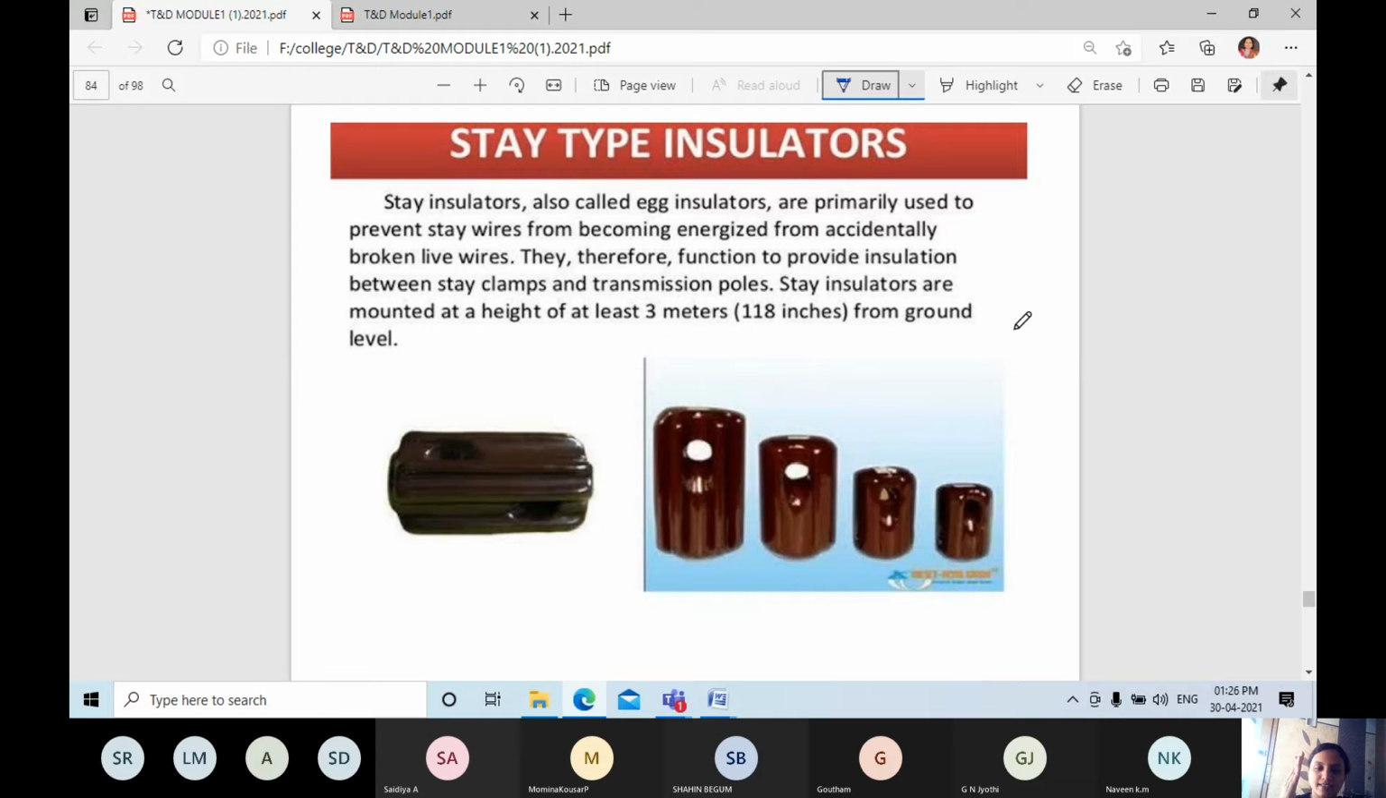One pole will be there, one wire like this. For some distances they will use a stay type insulator. Why have they used it? To prevent stay wires from becoming energized accidentally. For example, if lightning occurs, that should not break live wires. Its function is to provide insulation between stay clamps and transmission poles. Stay insulators are mounted at least 3 meters from the ground.